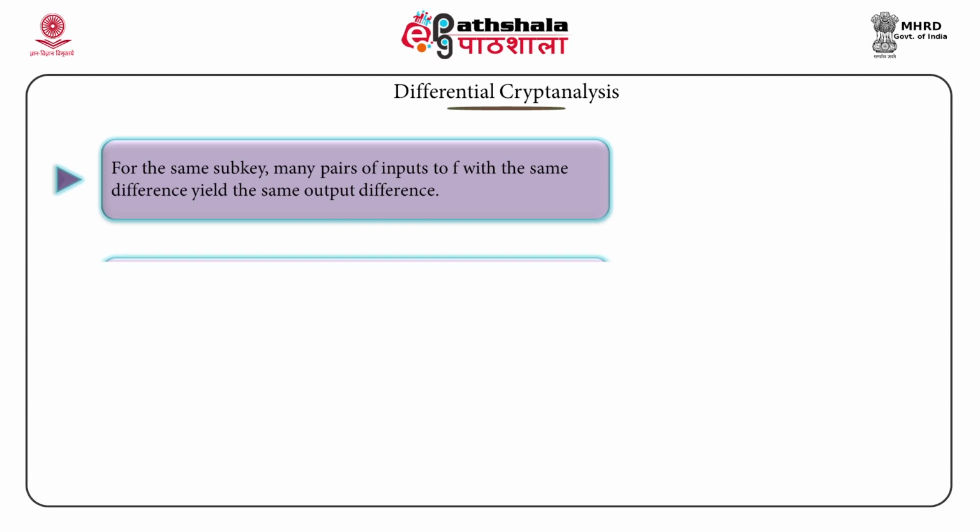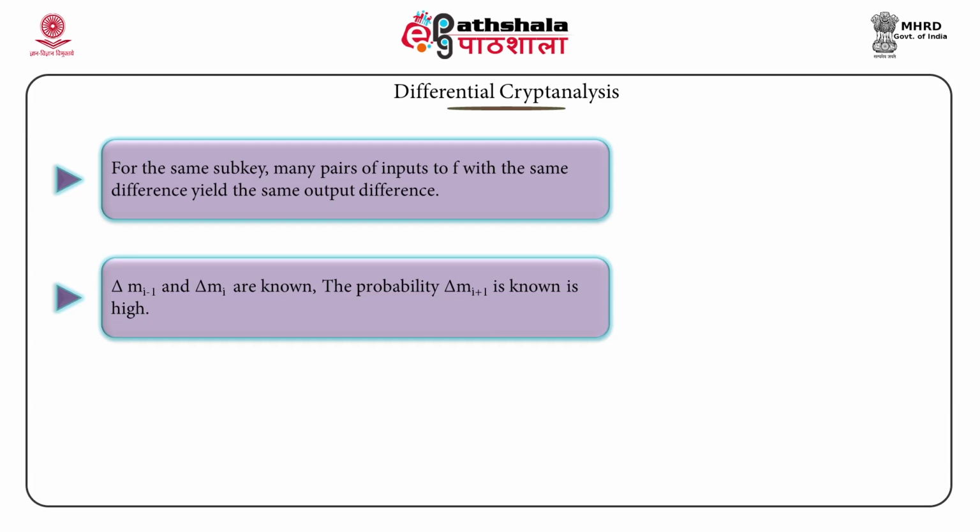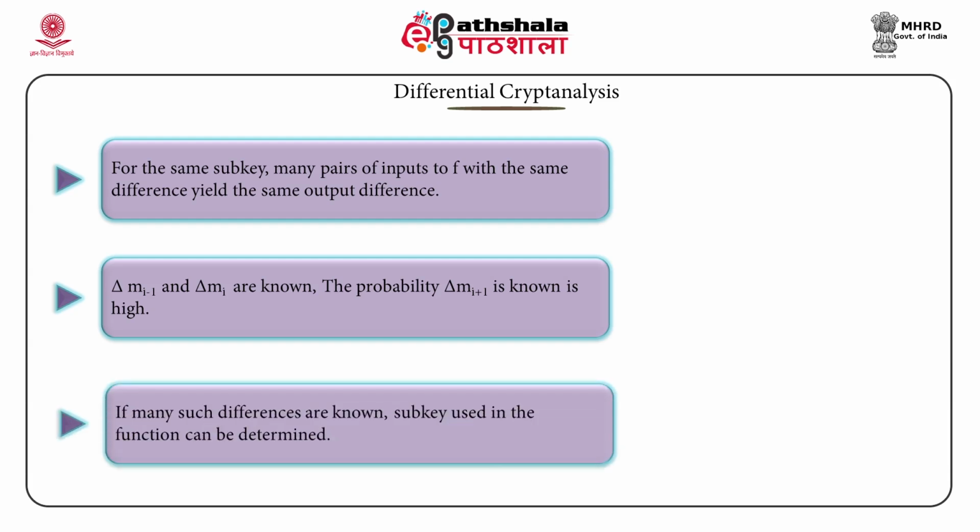So if delta Mi-1 and delta Mi are known, the probability that we can produce delta Mi+1 is high from the equation. If many such differences are known, the subkey used in the function can be determined. This was about differential cryptanalysis.